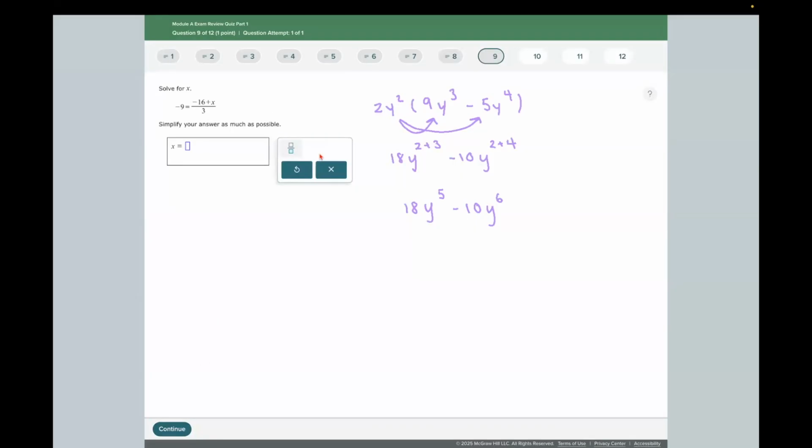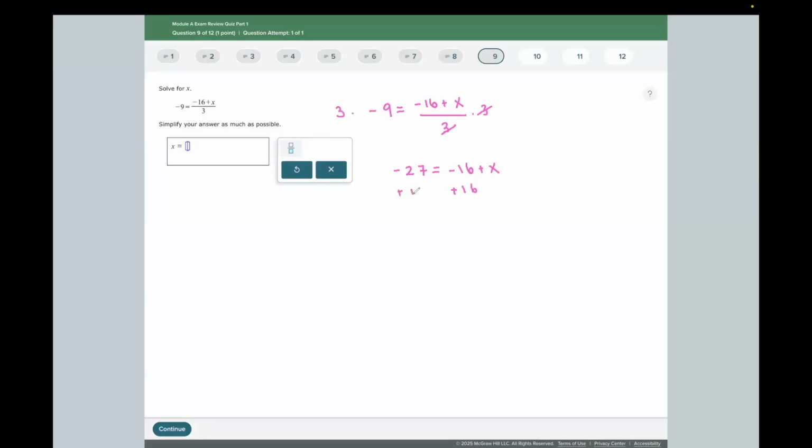There's 8. All right, let's do 9. Another one where we're solving for x. I changed pen color to pink because I felt like it. So we have minus 9 equals minus 16 plus x divided by 3. So I'm going to multiply by 3 on both sides so that I can clear the denominator. 3 times negative 9 is negative 27. Negative 27 equals negative 16 plus x. To solve for x, I'm going to add 16 to both sides.